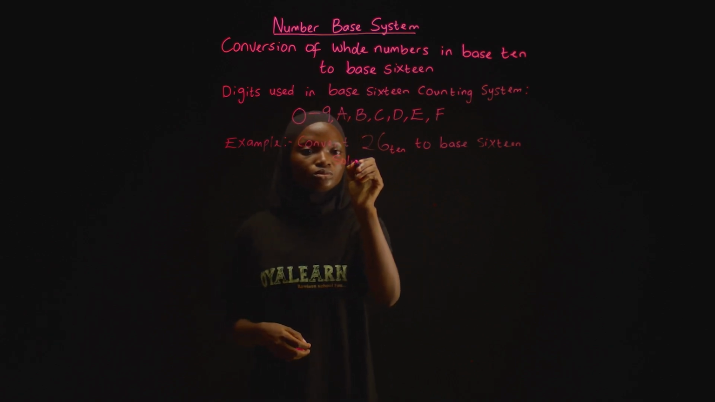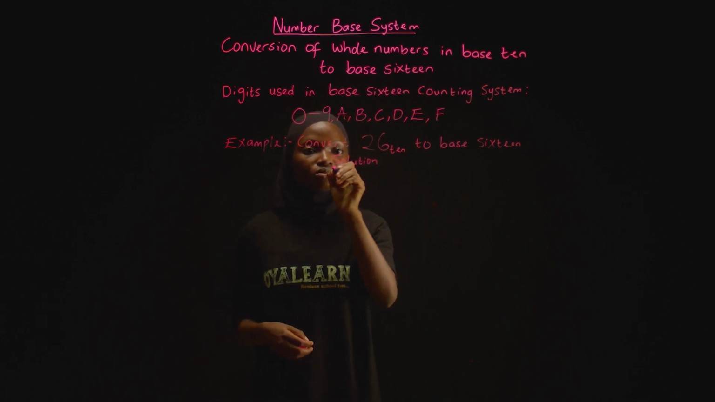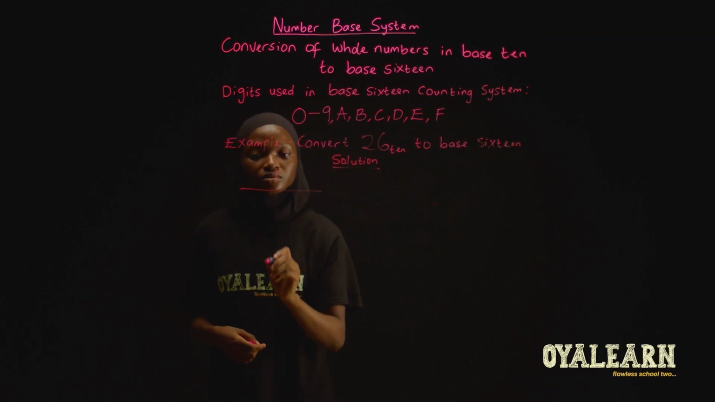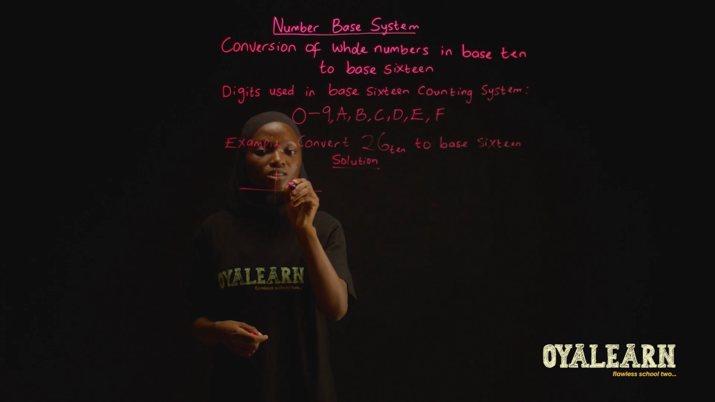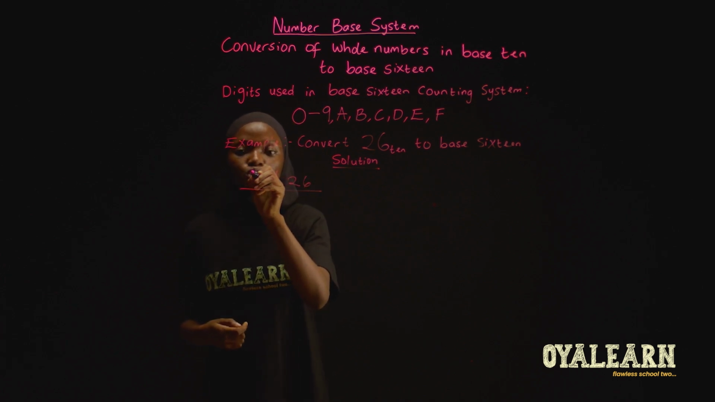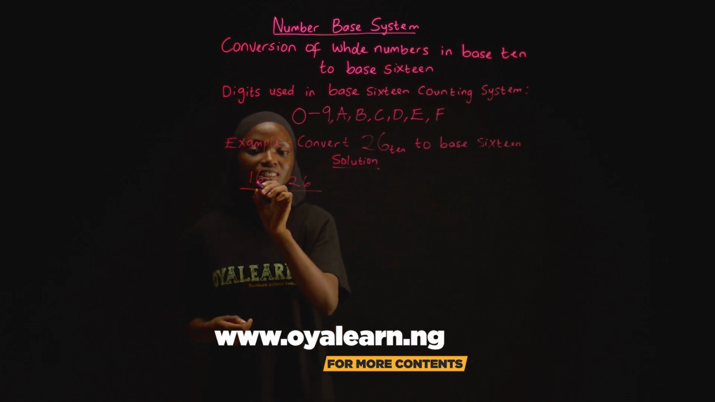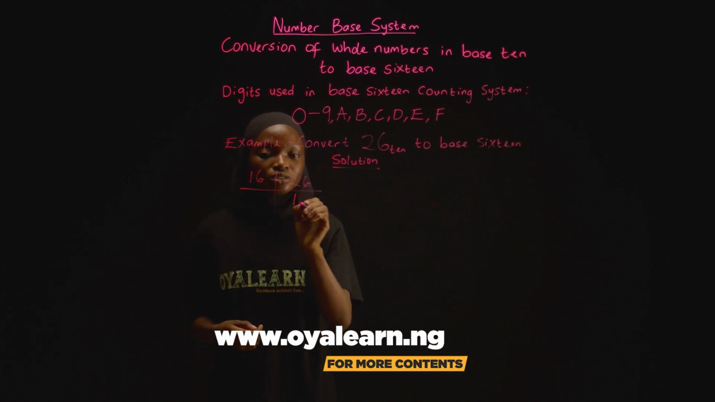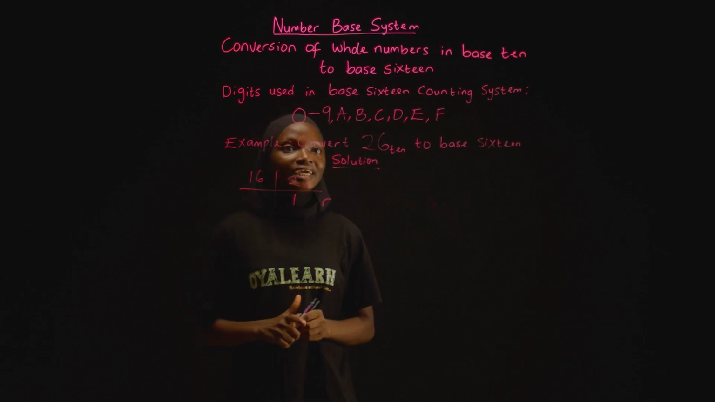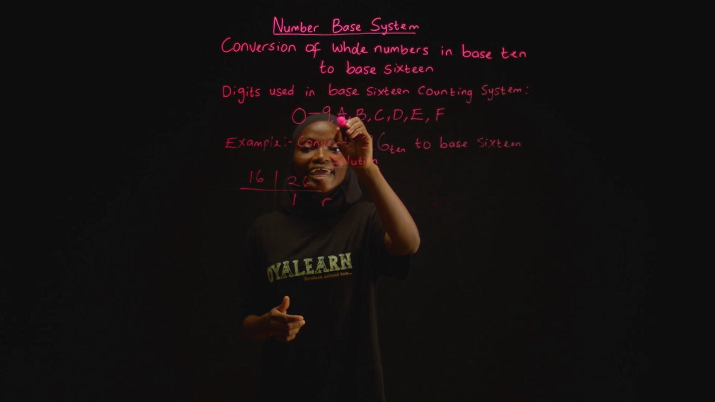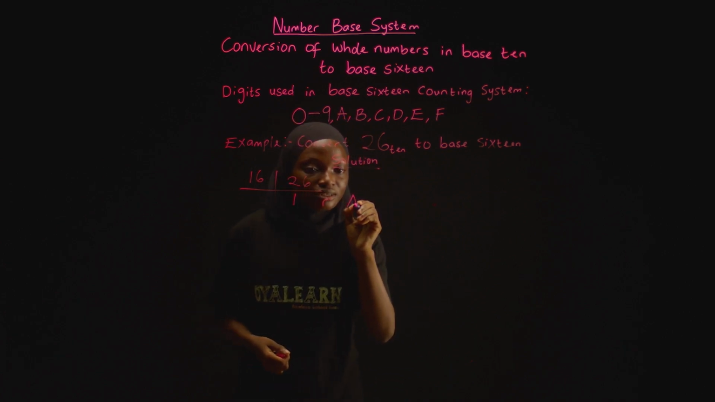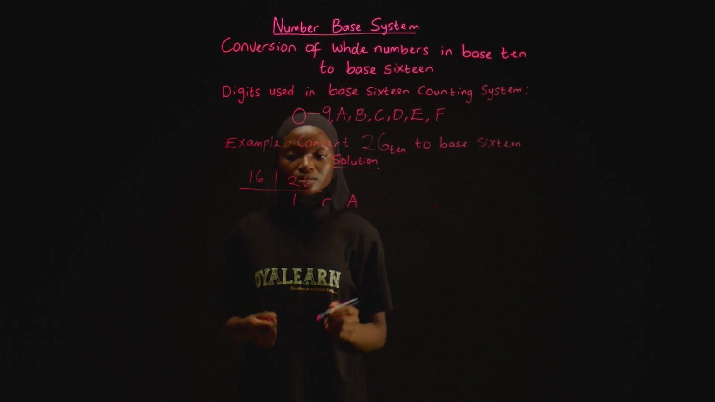Solution. We have, draw a table, 26. Then the base we are converting it to, 16. 16 in 26, we have 1 remainder 10. But 10 here is represented as what? A in the base 16 counting system.